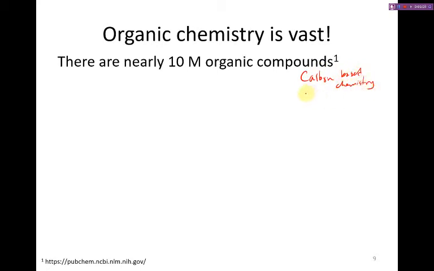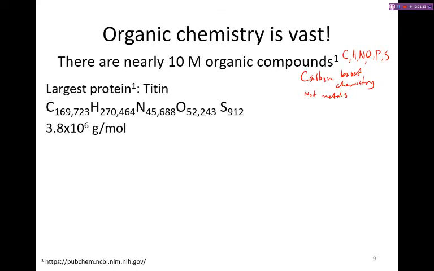And generally speaking, we're not talking about metals involved. However, some metals do interact with organic-based compounds. We're generally talking about things that involve the elements carbon, hydrogen, nitrogen, oxygen, phosphorus, and sulfur. We'll sometimes hear that referred to as CHNOPs. So let's just take a look at some really cool organic structures.